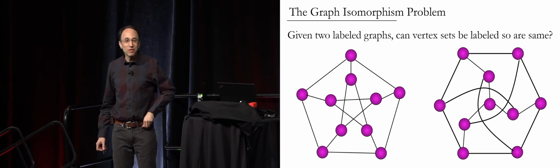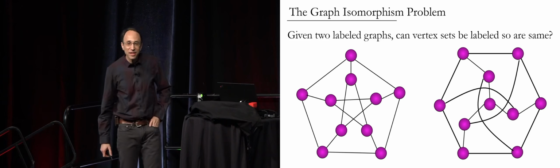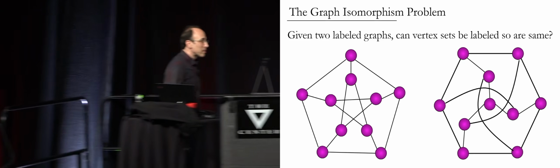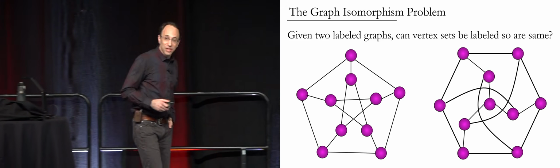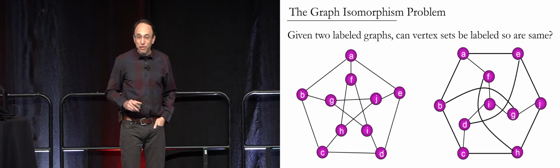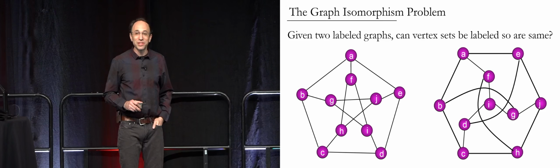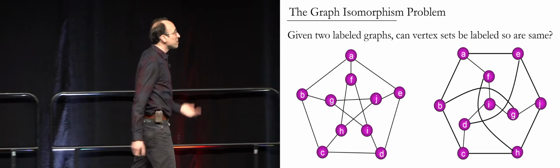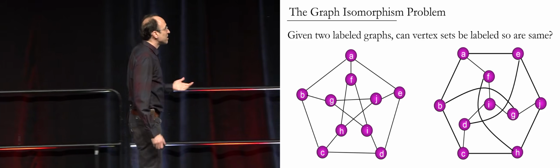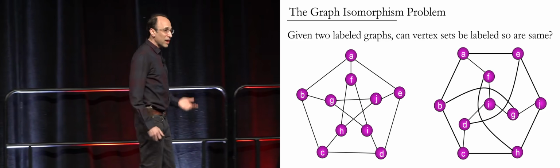Take a look at these 2 graphs. Are they the same graph? Well, I know they are. They are different drawings of the Petersen graph, and I can give you a labeling of the vertices, which, once you see that labeling, you see that these 2 are the same graph. The graph isomorphism problem is that of asking, is there a labeling so that 2 graphs are the same?